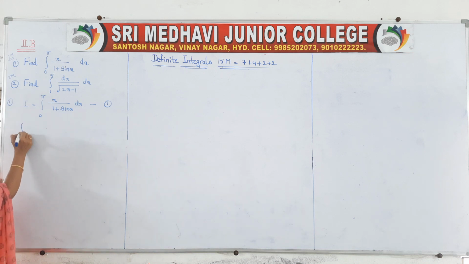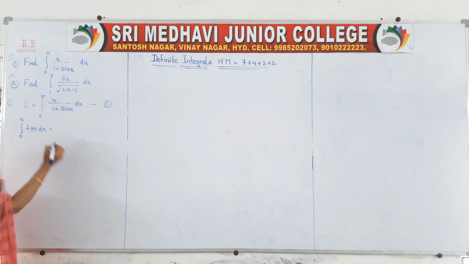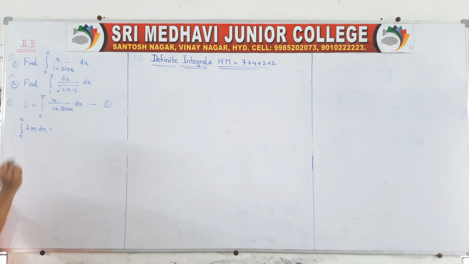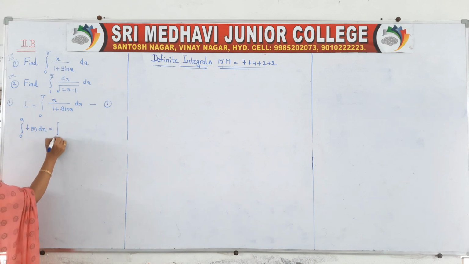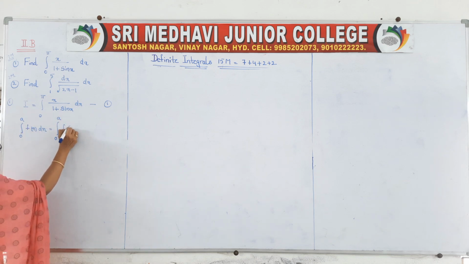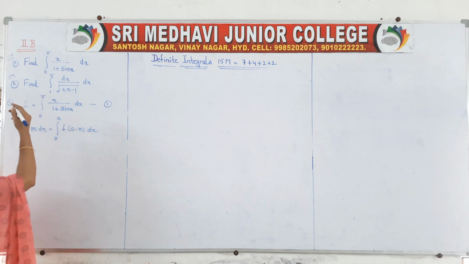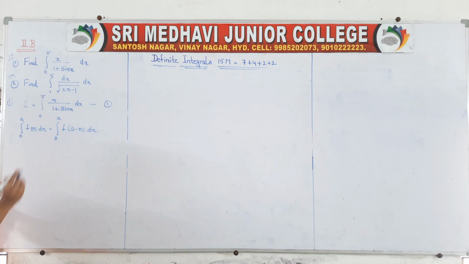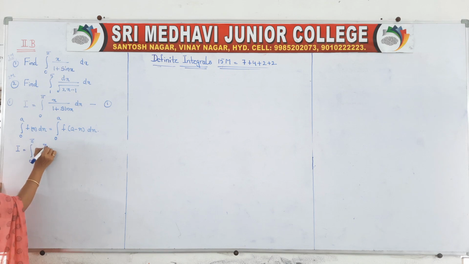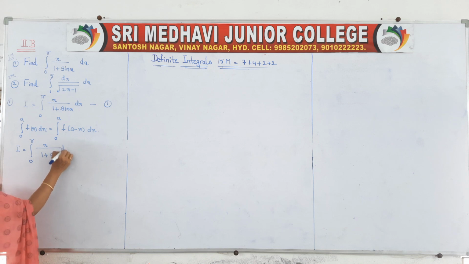So which form is it? The problem is 0 to a f of x dx, right? Whenever it is 0 to a f of x dx, we will take 0 to a f of a minus x into dx. Here in place of a we are having pi. So I is equal to, what is our I? 0 to pi x by 1 plus sin x dx.